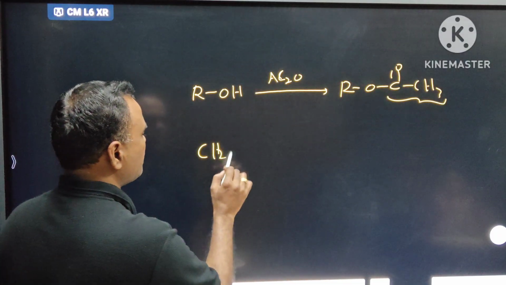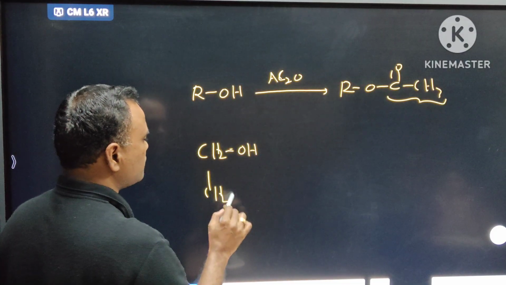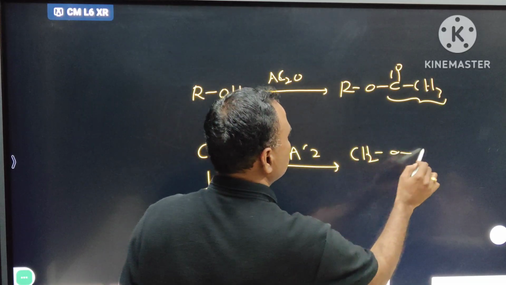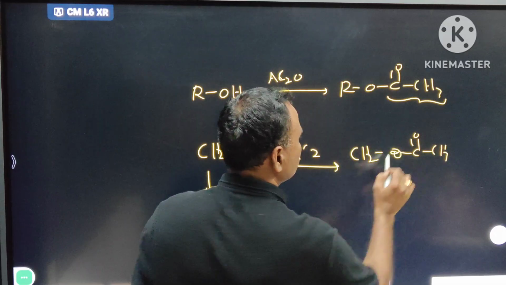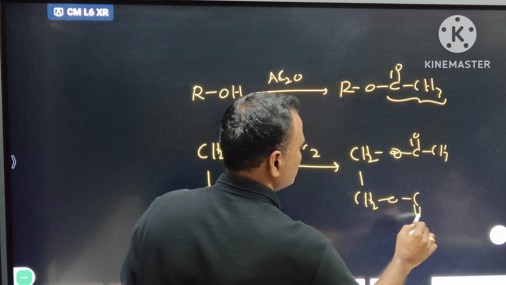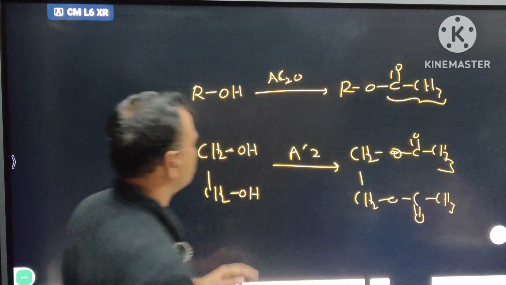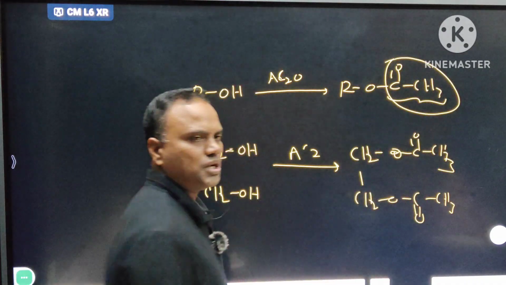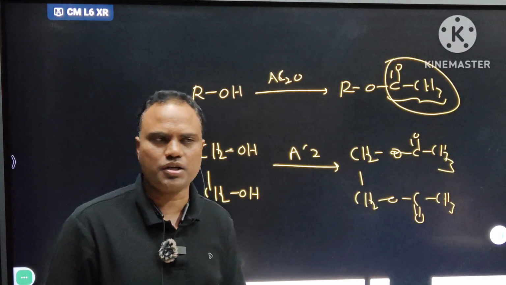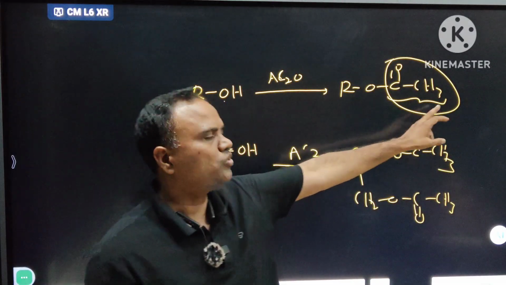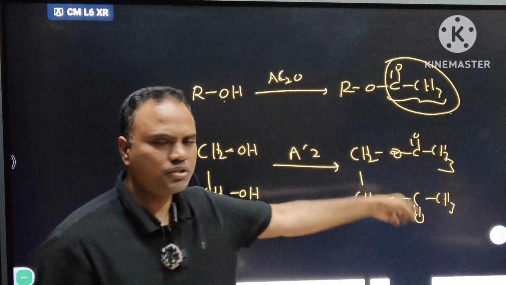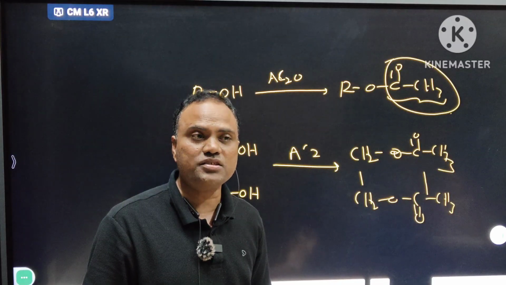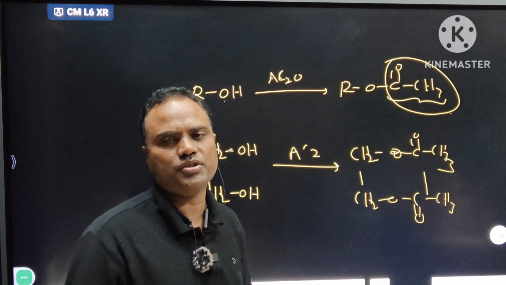If a compound contains two OH groups, how many acetyl groups are introduced? Two acetyl groups are introduced. H will be removed and the acetyl group added. I explained the acetyl group clearly in the last classes, under the acetylation concept. This is a monoacetyl derivative, and this is a diacetyl derivative. If we get a pentaacetyl derivative, how many OH groups are present?